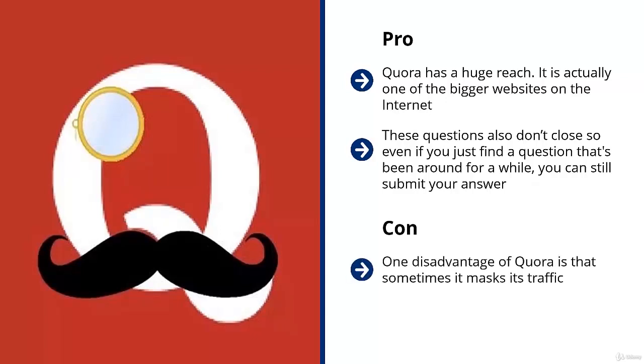Con. One disadvantage of Quora is that sometimes it masks its traffic. You don't know for sure where the traffic is coming from. Your competitors might downvote your answer. Moreover, people can be quite touchy in certain niches regarding promotions, so if they think that you're spamming, your post might get reported.